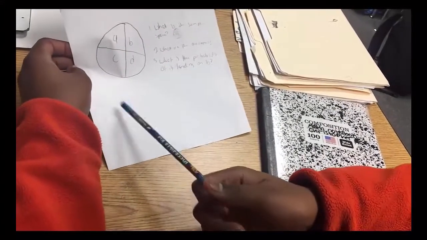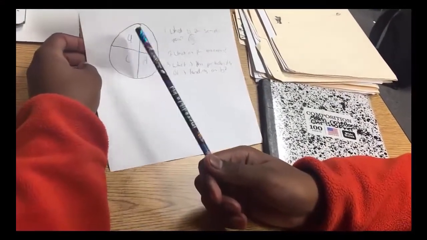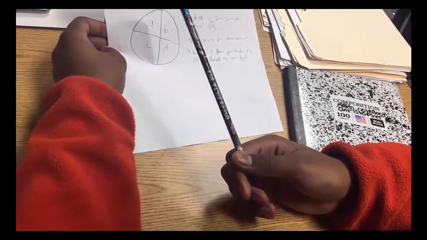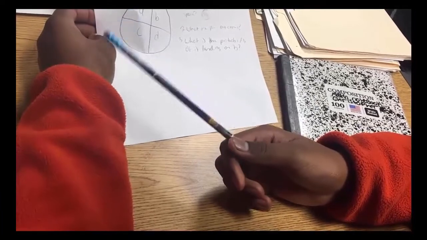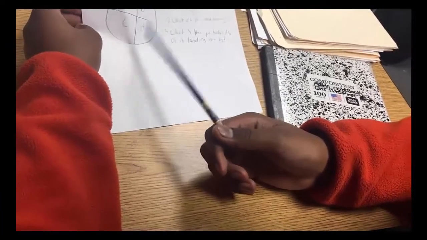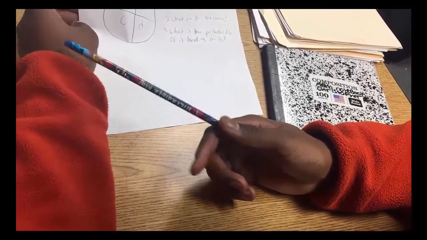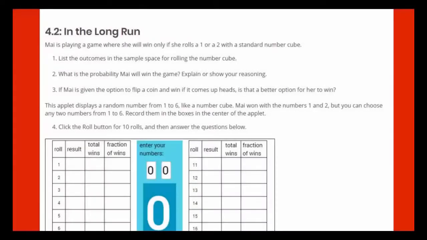I have to find out. Yeah, so remember when we talked about the fraction where the denominator is the total number of outcomes? How many outcomes are there? 4. And then how many of those outcomes are they wanting? 1. So what's the probability? 1 over 4. Yes.